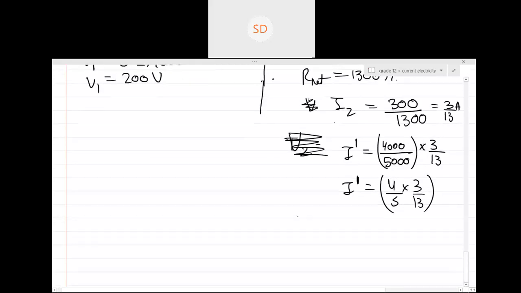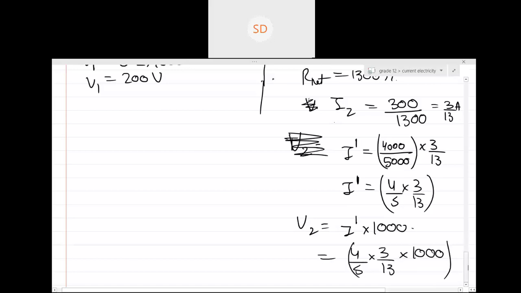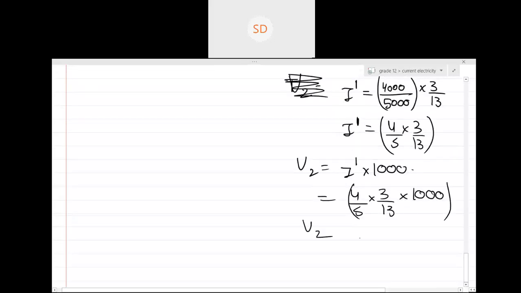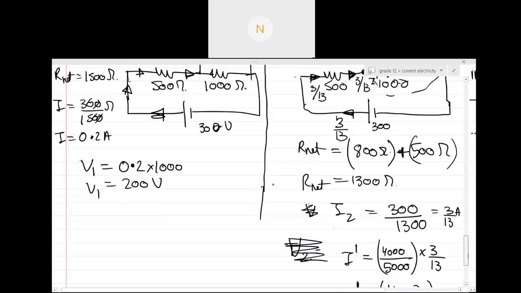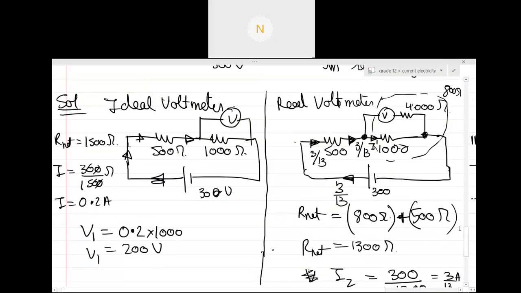Now, the last thing is V2 is equal to I dash multiplied by 1000. So when I do this, 4 by 5 into 3 by 13 multiplied by 1000, let me check how much. So how did you get that I dash is 4000 by 5000? I didn't understand that. Beta, if you remember current division, I dash is equal to I R2 upon R1 plus R2 multiplied by total current. The current division trick.